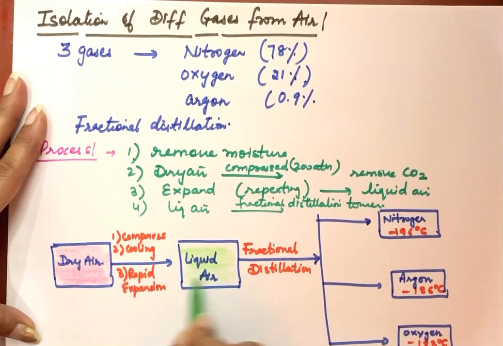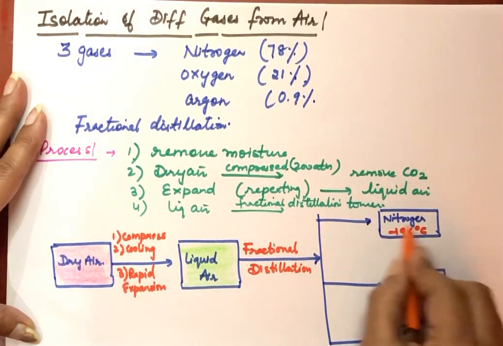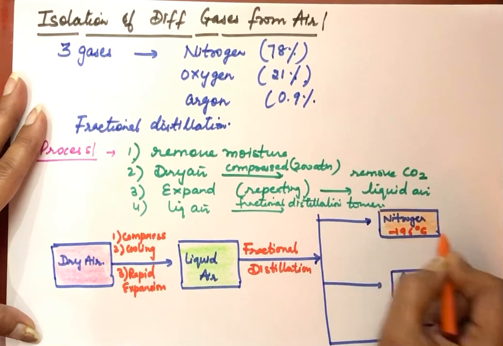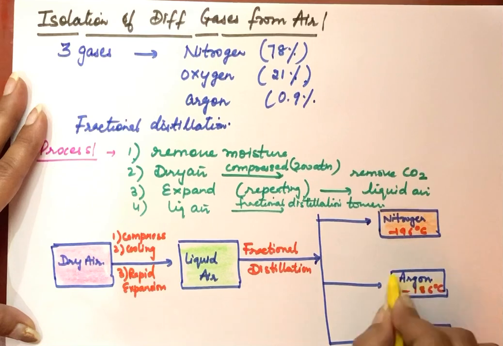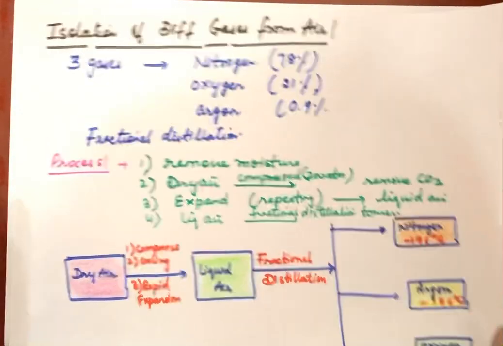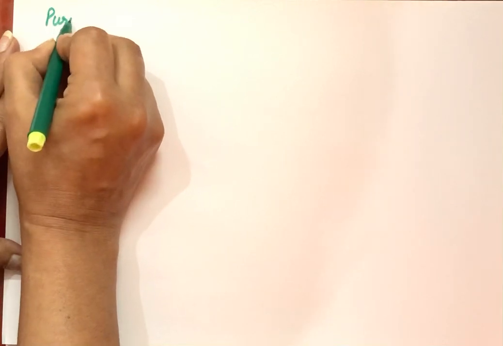So this is the technique that we use, that is fractional distillation. So this is the use of the fractional distillation method. With the help of this method, we can separate the components of air. This is the flow chart for this process. Now, next we are doing here is the purification of drinking water. How we can purify our drinking water?